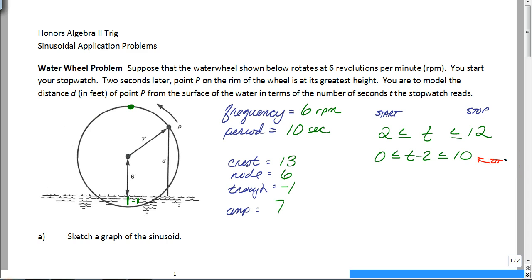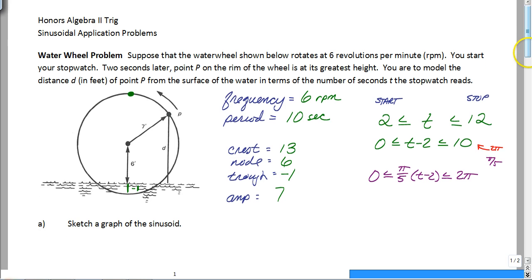So what can we multiply 10 by to make it 2 pi? Well, to turn a 10 into a 2, we need to divide by 5. And we need to take a 2 and multiply it by a pi. So you need to multiply everything by pi over 5. So that's going to give you 0 is less than or equal to pi over 5 times (t minus 2), which is less than or equal to your 2 pi. So now you have everything you need to graph and write the equation of this sinusoid.